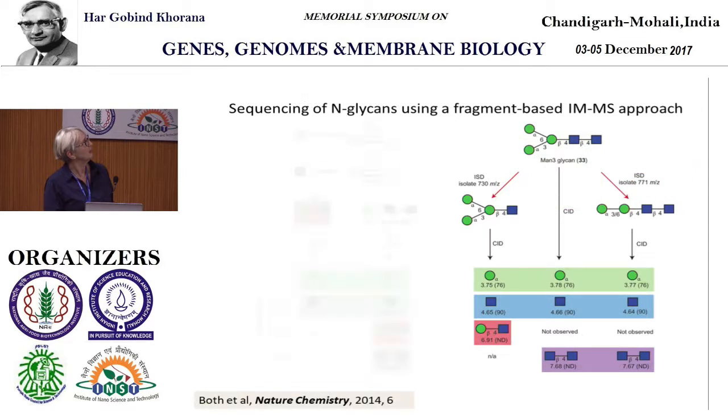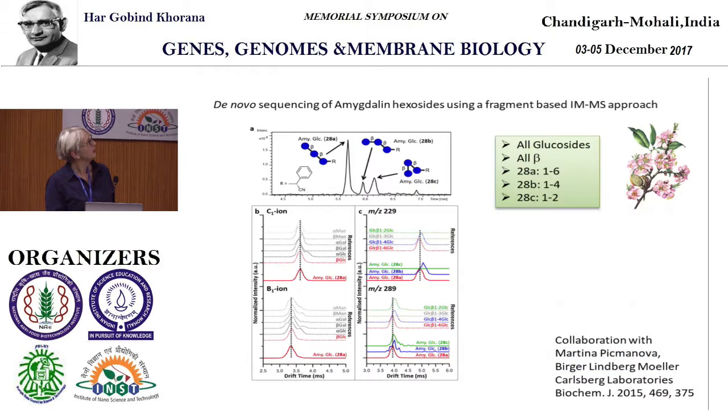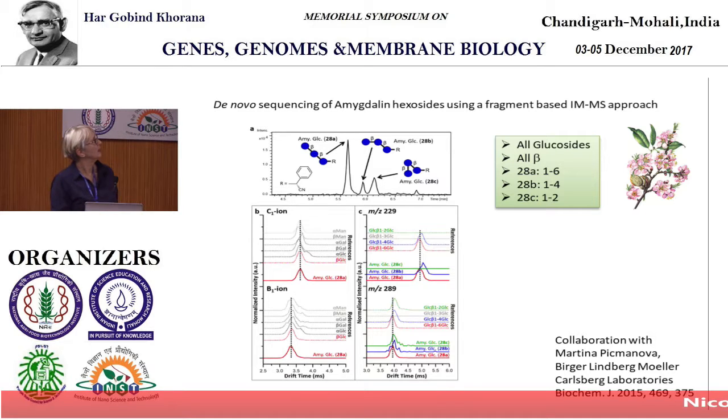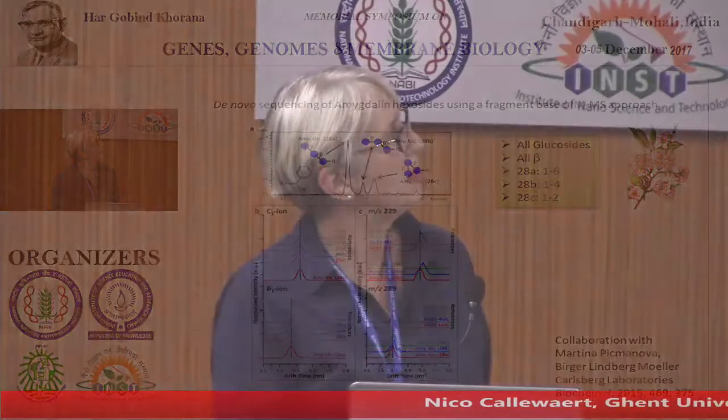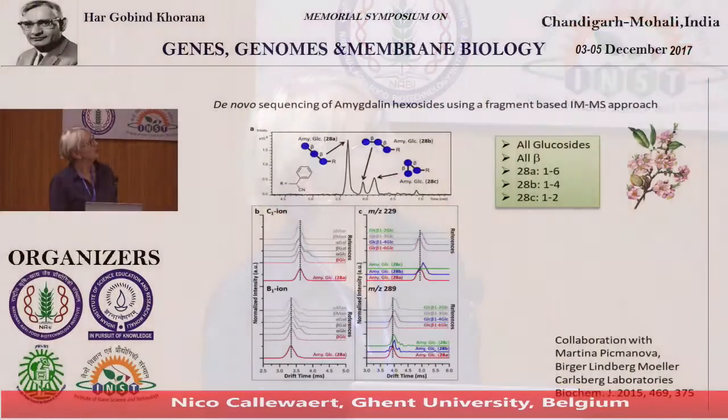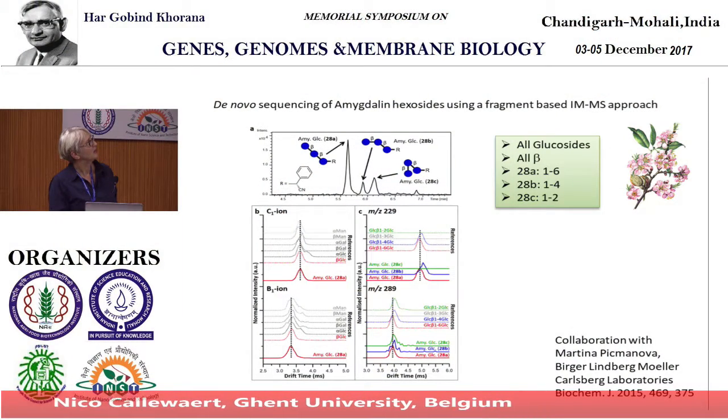We could actually tell them that all three have glucoses attached to them, because it clearly showed that the ion mobility corresponded to glucose. They were all beta linkages. Again, we can have this anomeric effect, the memory effect, and this one is linked to the 6th position, this is linked to the 4th position, and this is to the 2nd position.